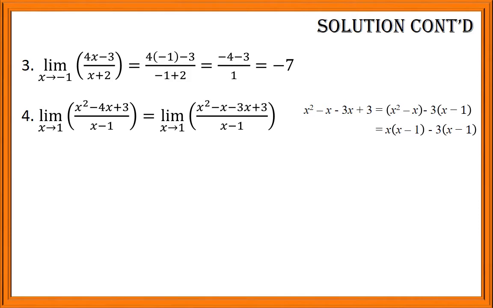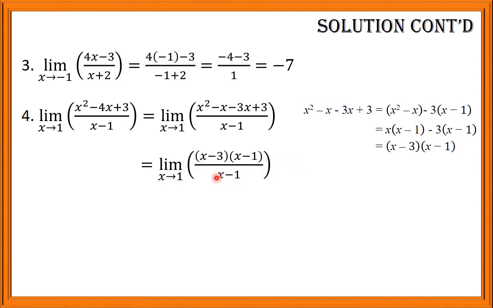The brackets are common. So let's pick one bracket and combine this term and that term. So that will give us x minus 3 in one bracket and x minus 1 in another bracket. So replacing that, we'll now have x minus 3 in bracket multiplied by x minus 1 in another bracket, all over x minus 1, as x approaches 1.